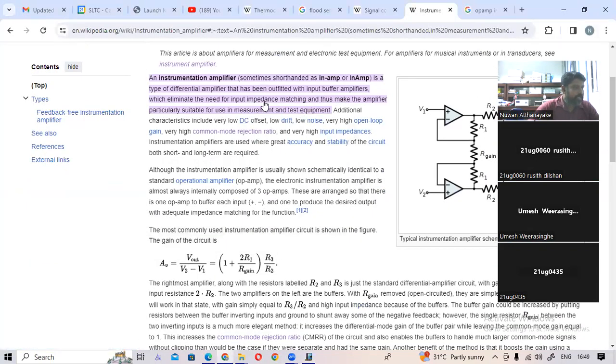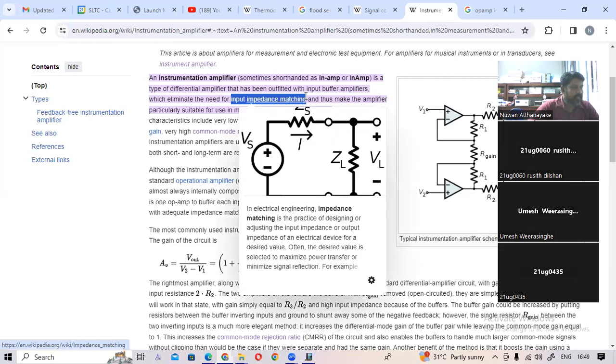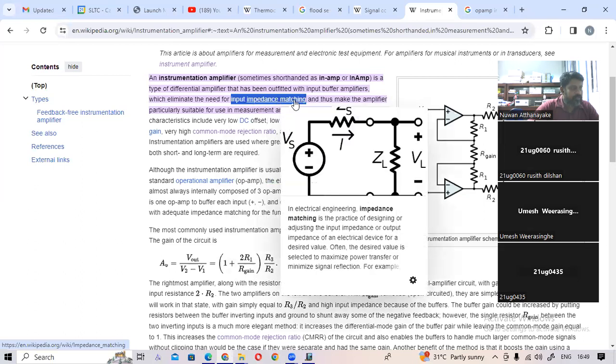So you can see that here it is said that it eliminates the need for input impedance matching. So input impedance matching, here it is explained. Maybe you can see it. Okay, you can see this. So you have no need for input impedance matching.